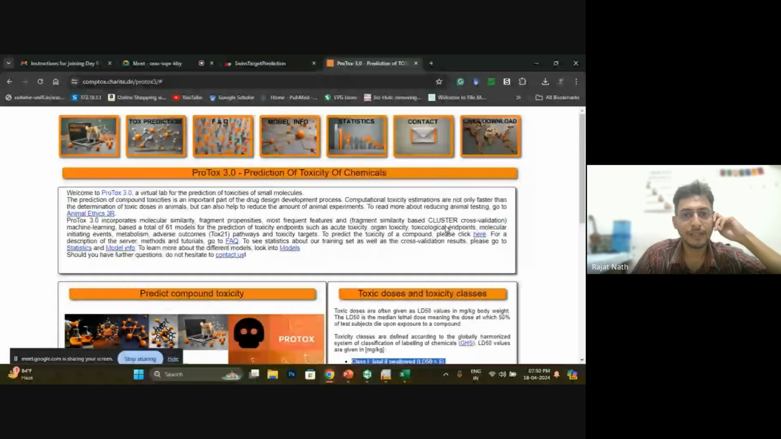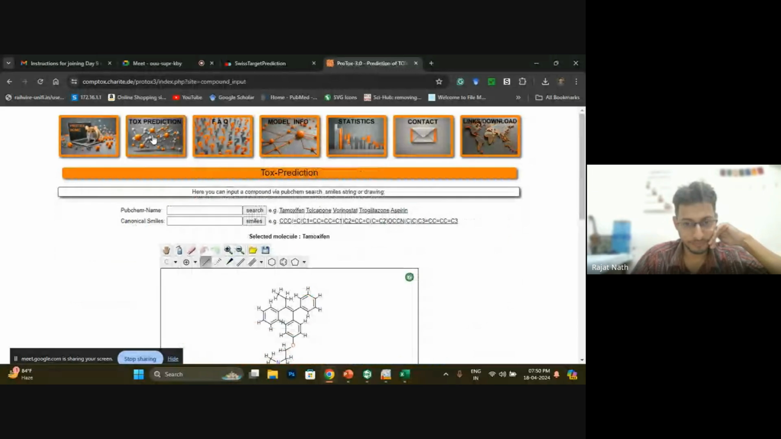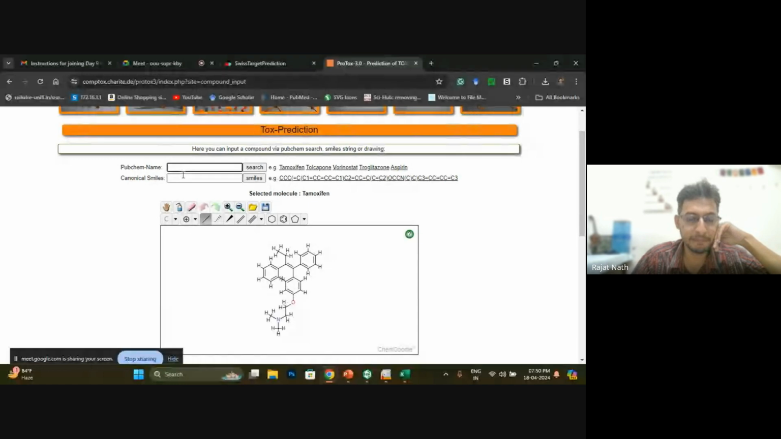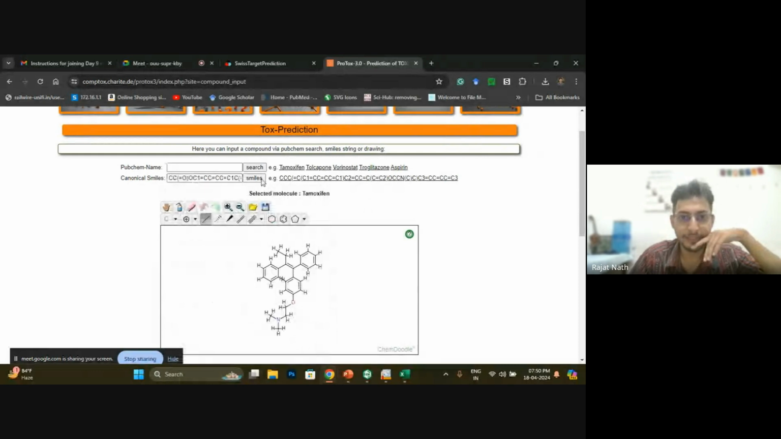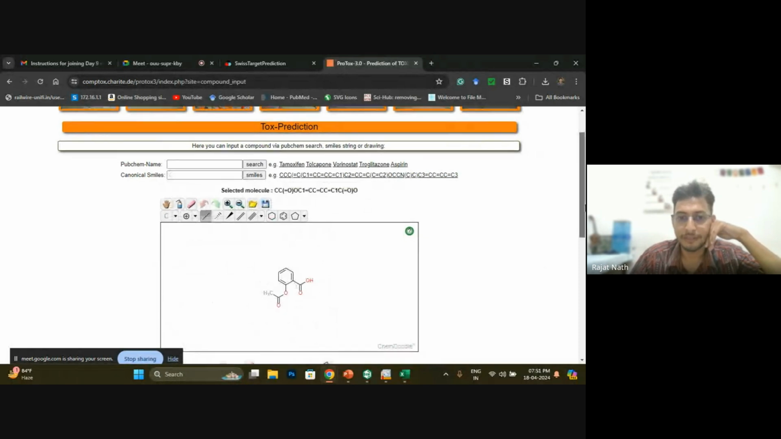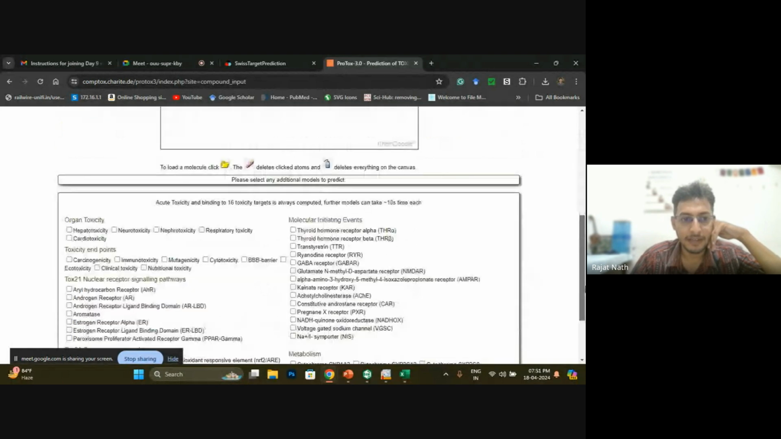So we go for the toxicity prediction. Just click Tox Prediction. It is the second tool. Here you can also draw the structure. You can give the PubChem name, or you can paste your SMILES. So I will paste my SMILES here. Click SMILES. Then your structure will be drawn here. This is my structure.